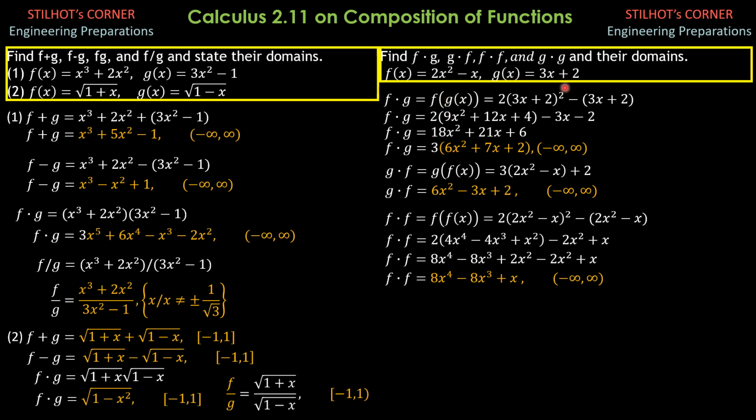Then finally, g of g is, we replace x here by g itself, which is 3x plus 2. So it is equal to 3 times quantity 3x plus 2, plus 2. Sorry, 9x, 3 times 3 is 9. Sorry, 9x plus 6 plus 2 is 9x plus 8. The domain is negative infinity to positive infinity.